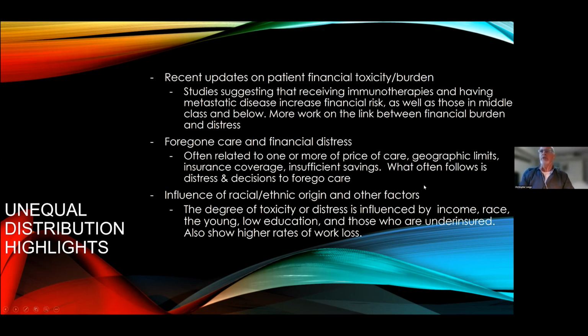Then there is the role of racial and ethnic origin, and I think we know these things. This is a fairly common piece of literature about income and race, maybe a little less known about the young, which has more to do with the amount of savings they have, lower education. I think that literature showed up, and of course the underinsured. All of these groups show higher rates of work loss and higher distress associated with their cancer diagnosis and managing the financial elements of it.